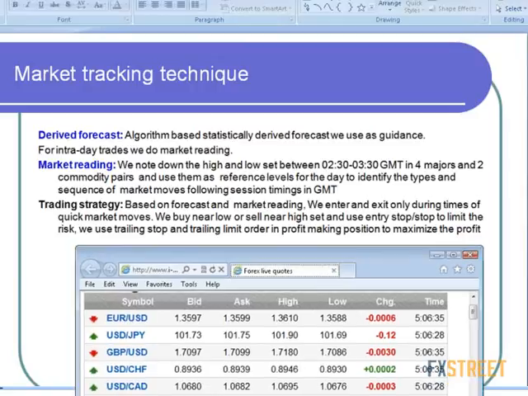step by step. First of all, in order to track the market, I follow the following things. The first one is the algorithm-based, statistically derived forecast. Forecast is the one which gives how exactly the market is going to behave. It's information pertaining to the future of the market, whether euro has to go up or come down, and that is forecast. On many occasions, people do the analysis of the currency using the chart and call it market commentary.